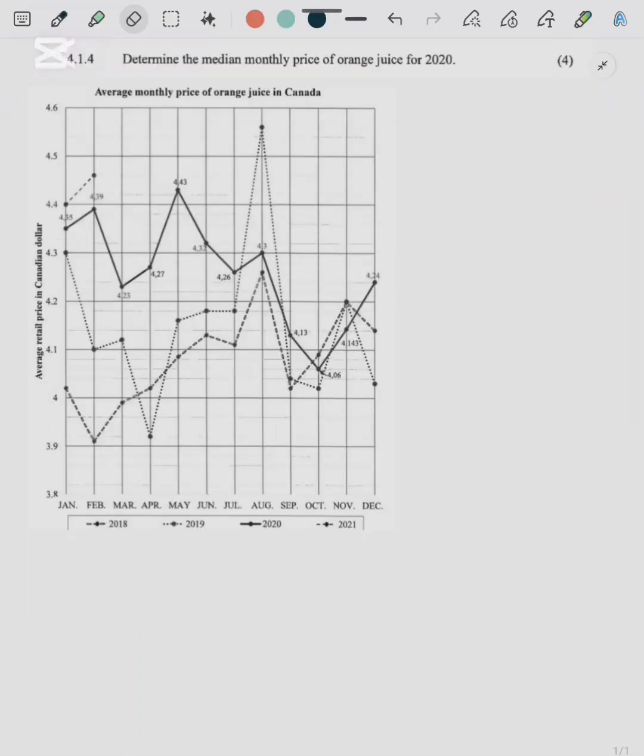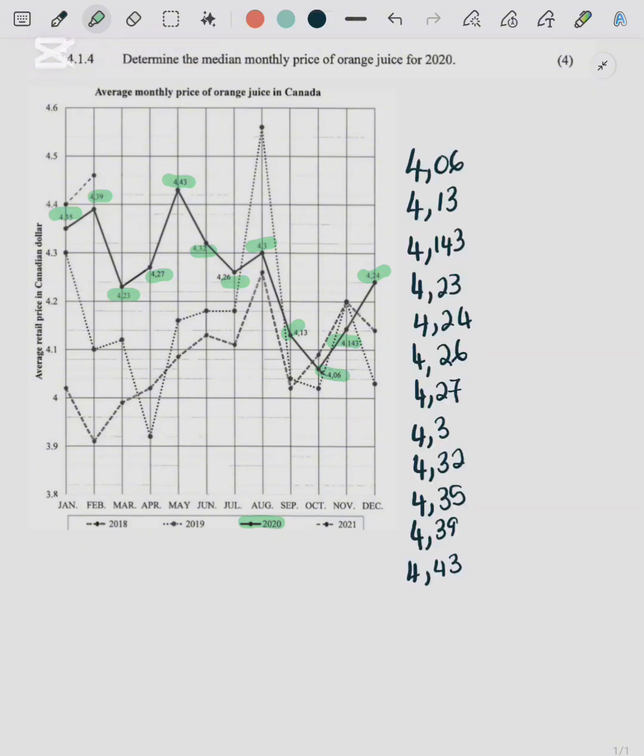Right, 4.1.4, determine the median monthly price for orange juice in 2020. So firstly, in order to do this, we would need to go and find all of the monthly prices for orange juice. And you can do that by basically looking for 2020, which is our solid line. And we have our different values going along here. Now, because they're wanting median, we know that we need to first arrange those values into numeric order. So I'm going to do that quickly. Here we go. And then median we know is the middle.